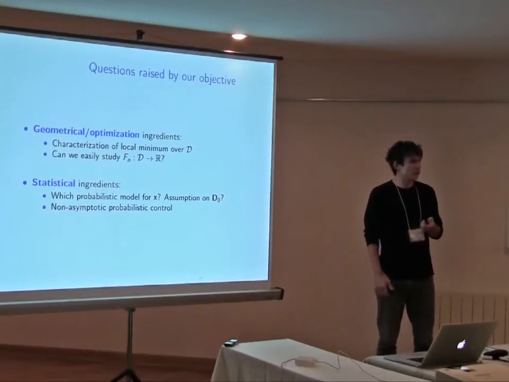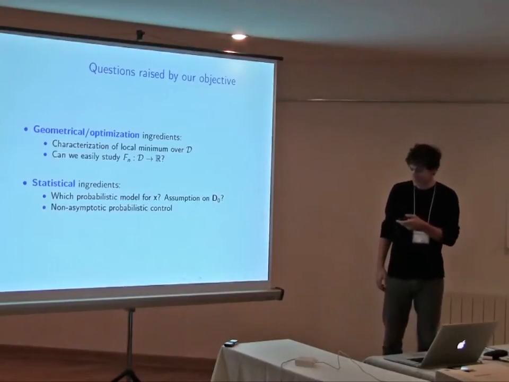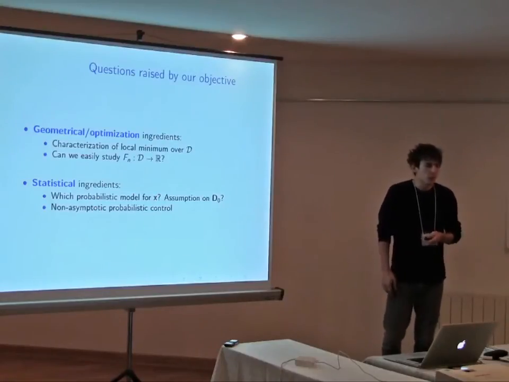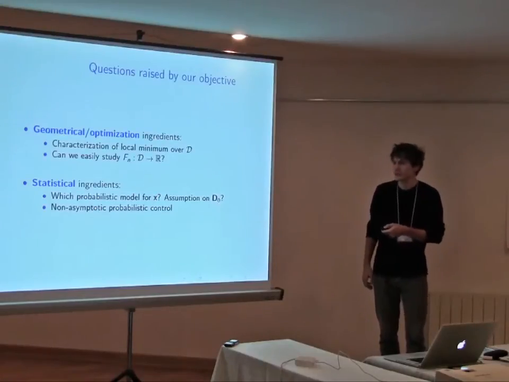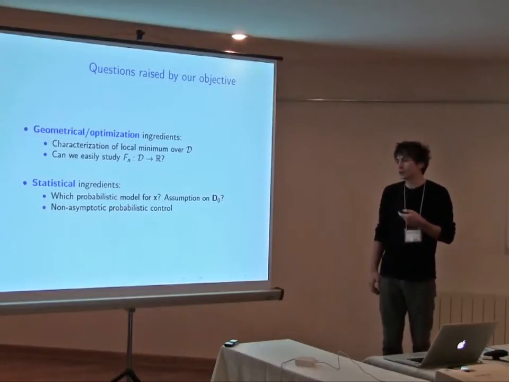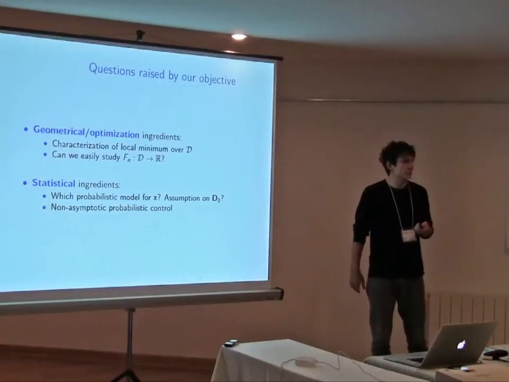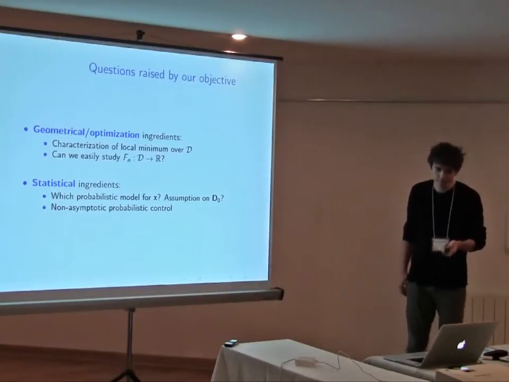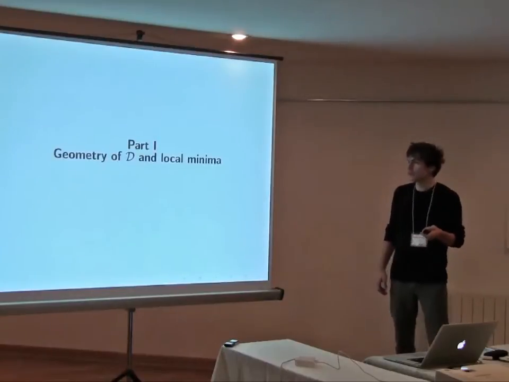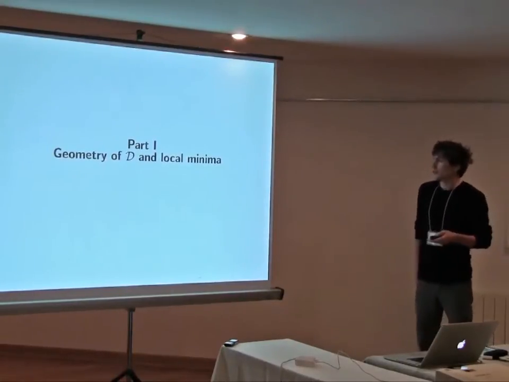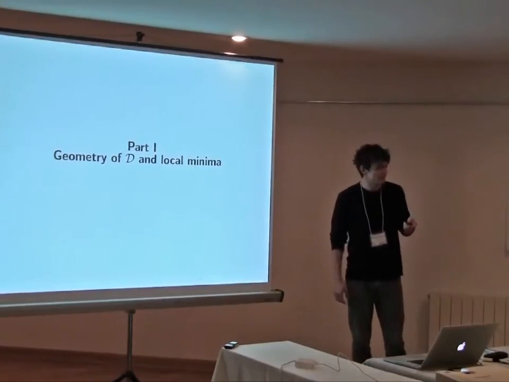So I mentioned probability. What is going to be exactly the probability model I will consider for x? Will I need some assumption on the reference dictionary? And also I mentioned that the goal will be to obtain some non-asymptotic results. So what are going to be the tools that I will need in this context? So let me begin with the geometry of the set of dictionaries and the characterization of local minima.